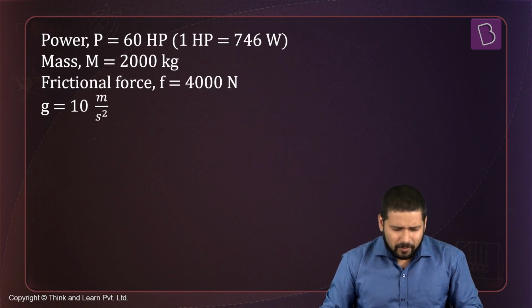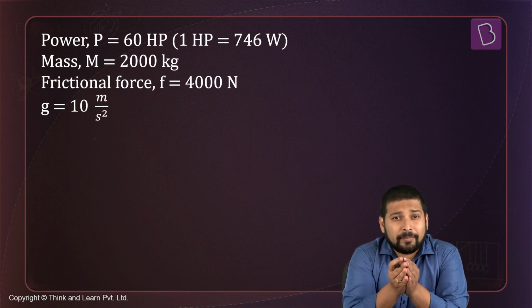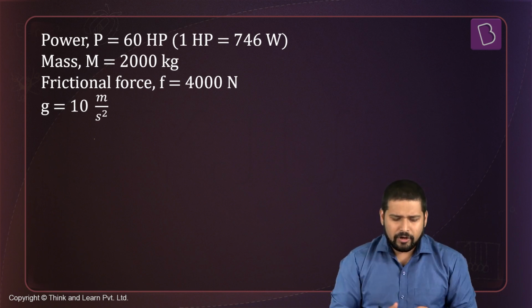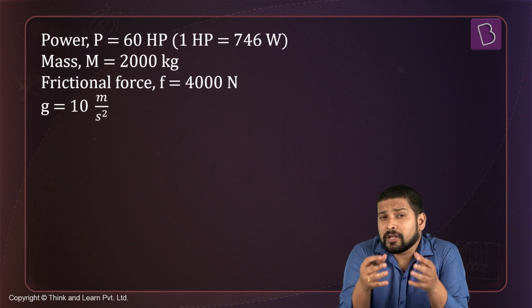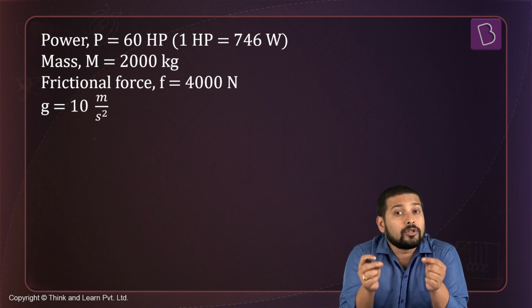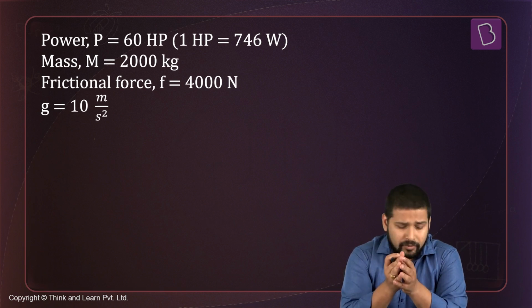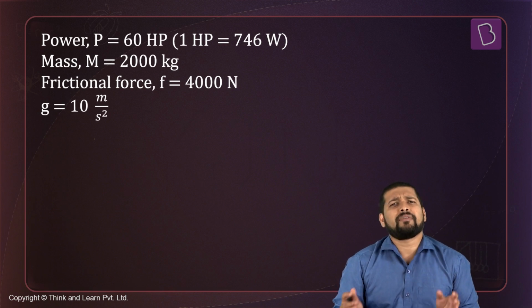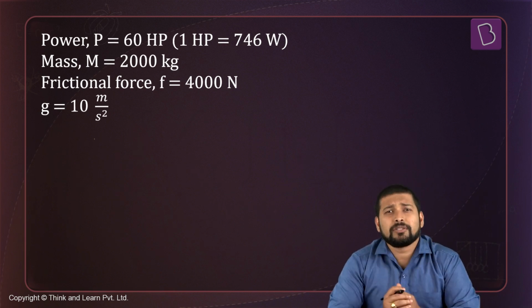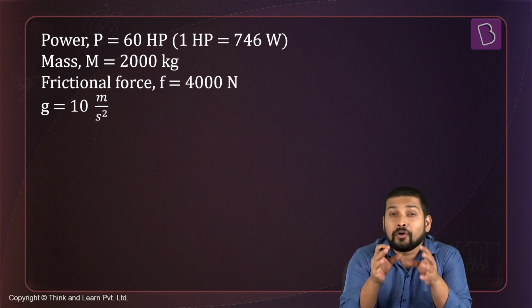So in this problem, we have been given that there is an electric motor which has a power of 60 HP, horsepower, and you have the conversion over here. Now this is used to move a lift in the upward direction, but there is also a frictional force, and we have a maximum mass capacity for this lift, which is given as 2000 kilograms, right? So we need to find the value of the speed at which this motor will be able to move the lift when it's at full capacity.